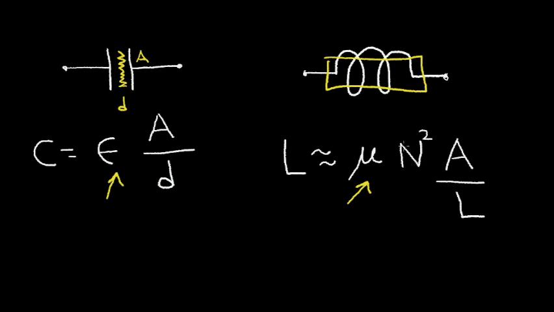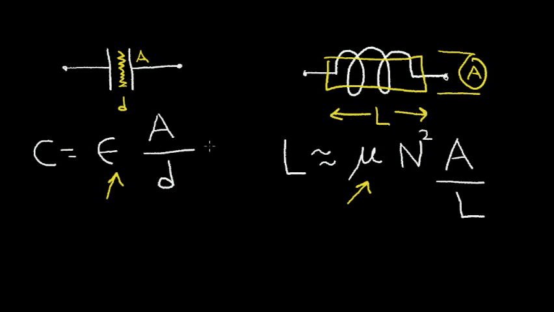The N is the number of turns. So if I look at this inductor, it looks like that's a little over 2 turns. So the number of turns gets squared, and that's multiplied by the cross-sectional area of this inductor, which would be the area inside of this coil. So it'd be this area here of the coil. The L is the length of the inductor, which would be this dimension.